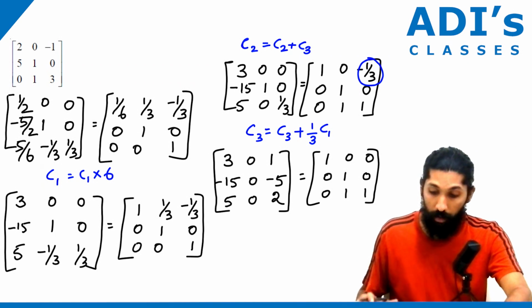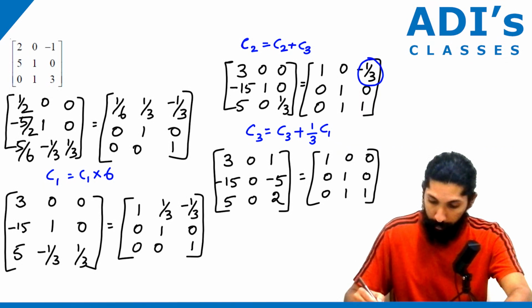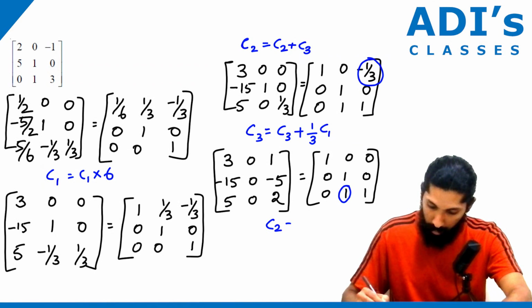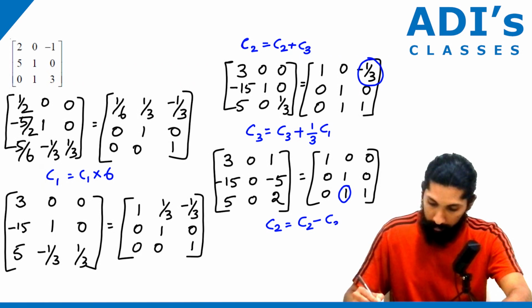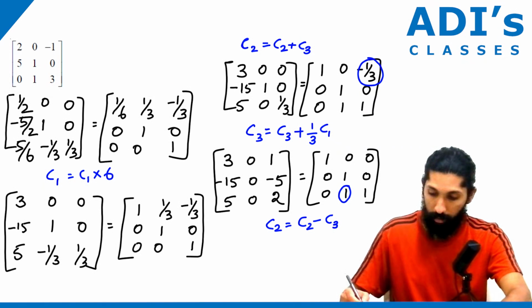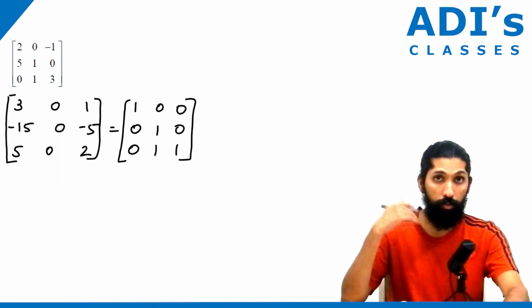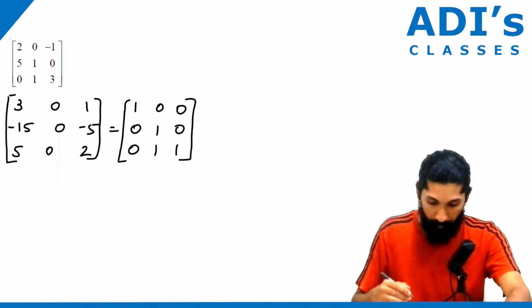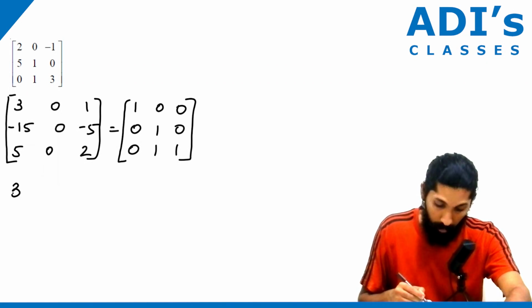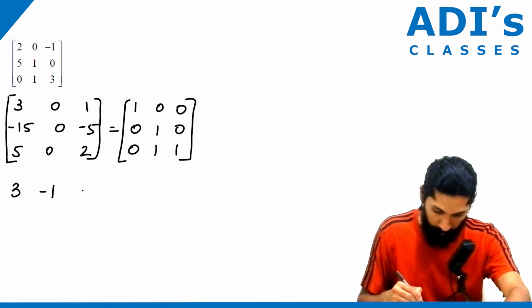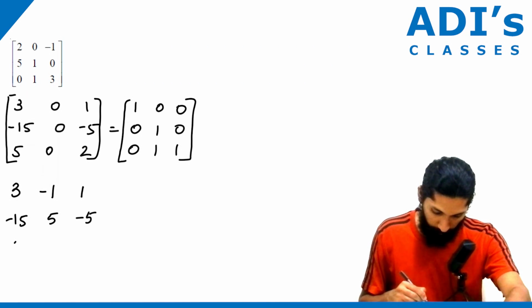We got this? Now the only one thing remaining is we'll have to make this as 0. So what do we do now? Column 2 is equal to column 2 minus column 3. When you do column 2 minus column 3, this is the matrix, correct? So you're going to get 3. Remember, we are doing column 2 minus column 3. So 0 minus 1 is minus 1, 1. Minus 15, 5, minus 5, 5. 0 minus 2 is minus 2, 2.